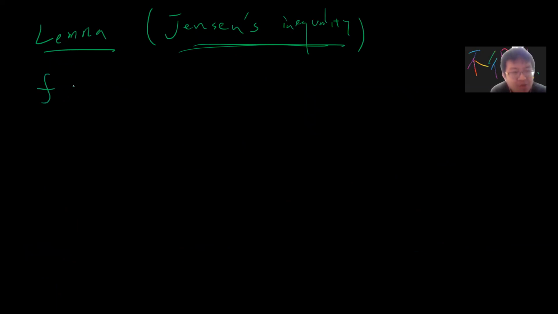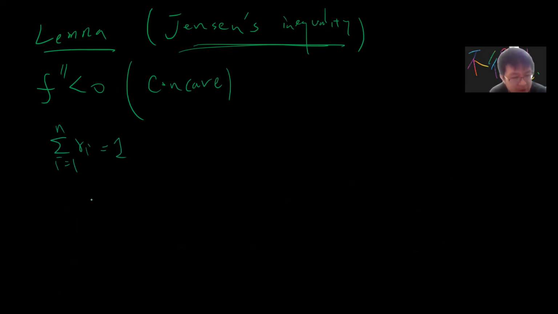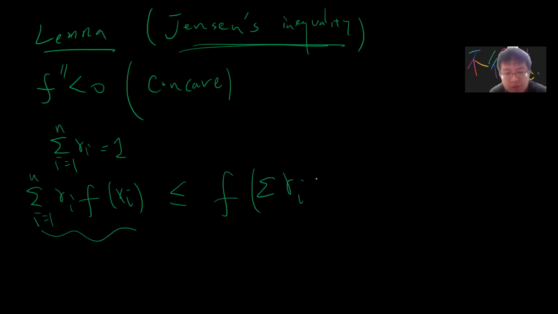Suppose f double prime is less than 0 on some open interval. This is called concave, right? And in the concave world, if you have some positive numbers which sum to 1, you should be able to check, using simple calculus, that the weighted summation of this function will be less than or equal to the function of the summation of this.